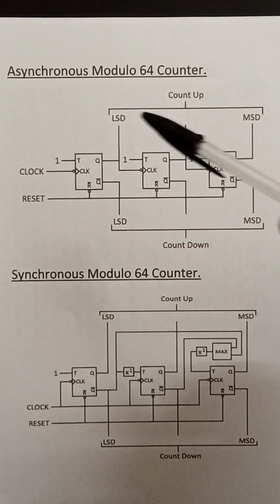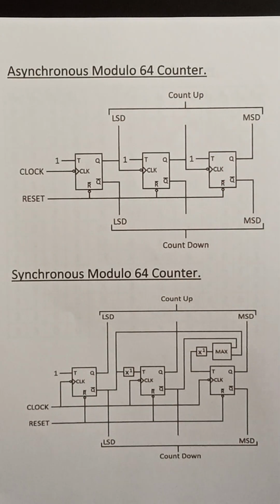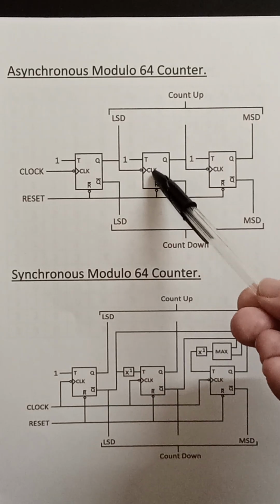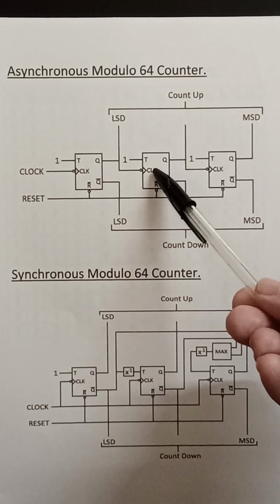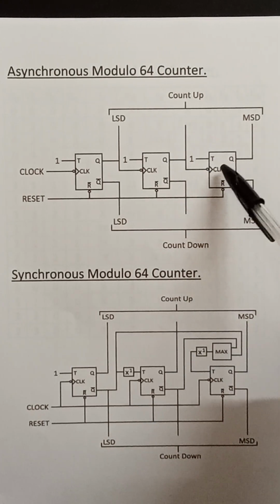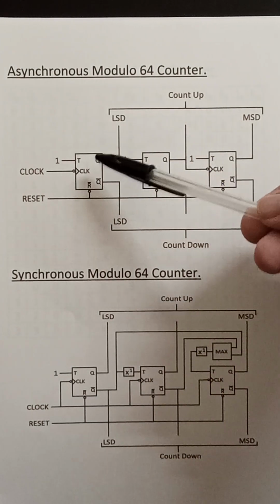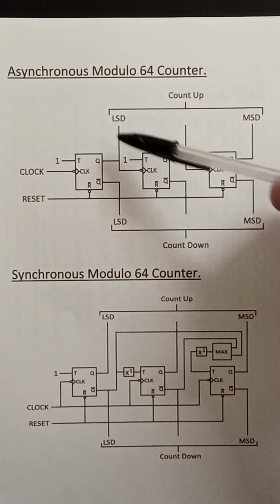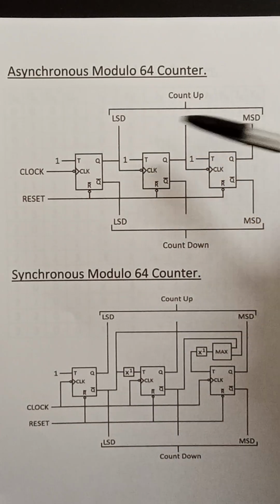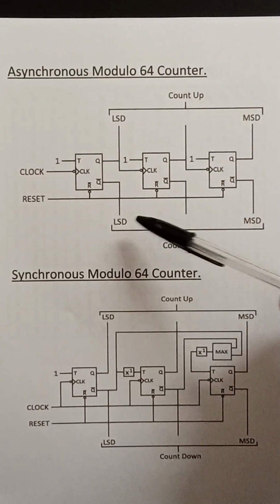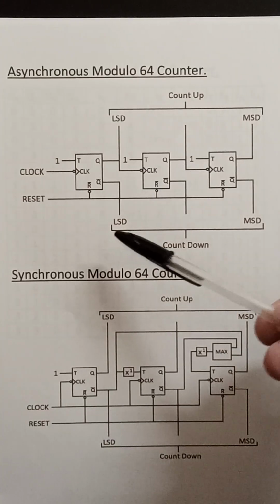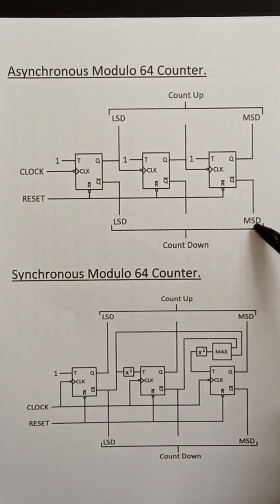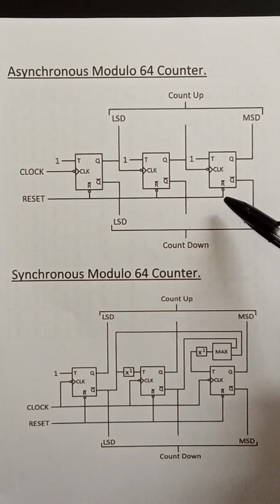Here we have the synchronous modular 64 counter. I've just provided the circuit diagram. Basically, the clock from the Q output feeds the clock to the next stage all the way through. Counting up, the outputs are taken off the Q, and this is the most significant digit and the least significant digit, and not Q. Counting down, the outputs are taken off the not Q. This is the least significant digit and the most significant digit. There's a common reset.